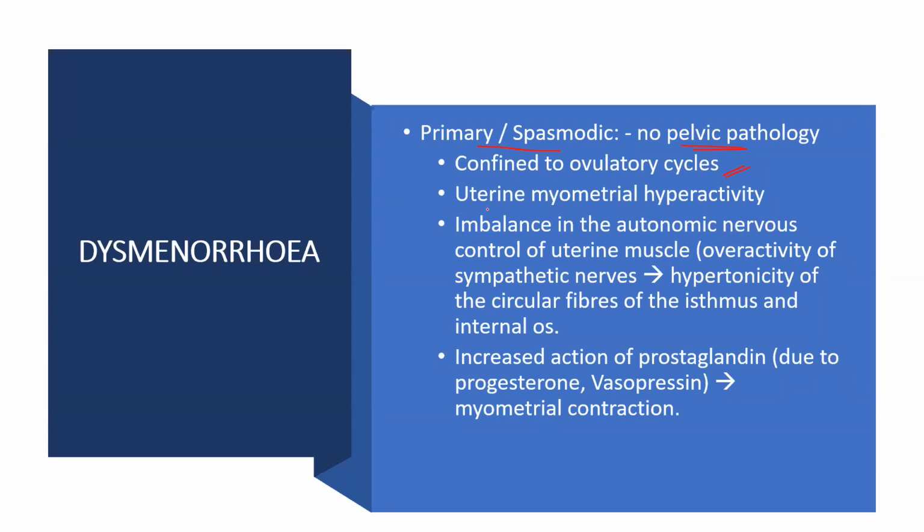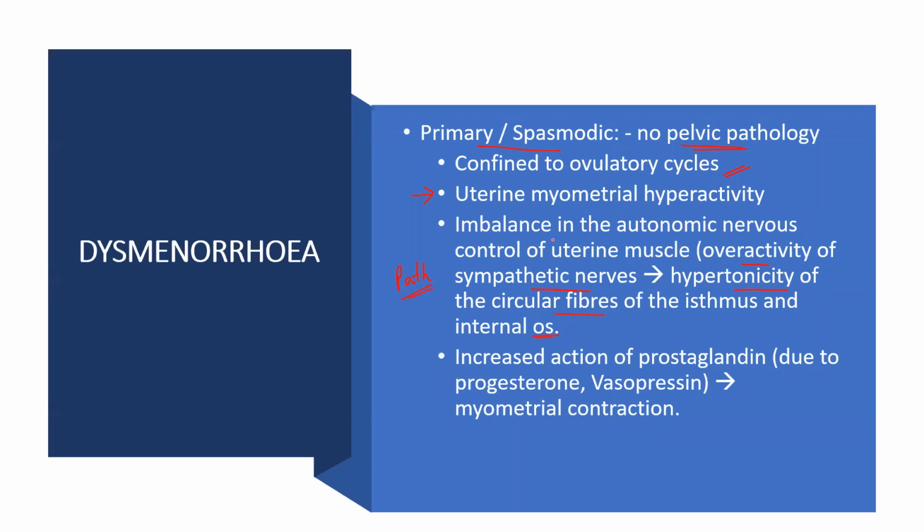Okay. Now, it might be caused due to uterine myometrial hyperactivity. So remember, a spasmodic dysmenorrhea can be caused due to uterine myometrial hyperactivity. Next one is imbalance in the autonomic nervous control of the uterine muscles. So what will happen is when there is an imbalance in the ANS control of the uterine muscles, there will be overactivity of the sympathetic nerves. That will lead to the hypertonicity of the circular muscles of the isthmus and internal os. That is why there will be contractions occurring, and because of that, there can be pain. So this is a pathophysiology, remember.